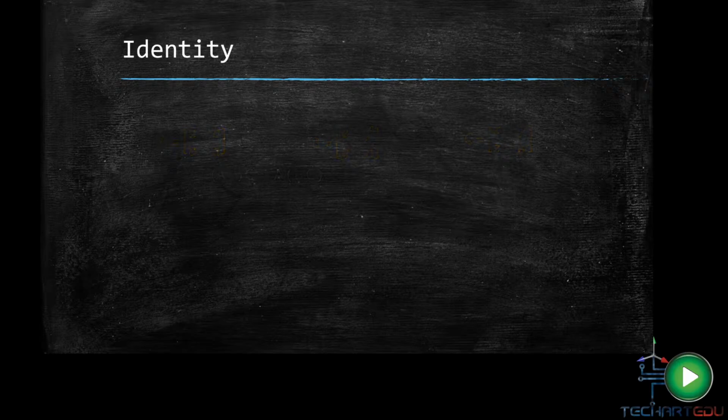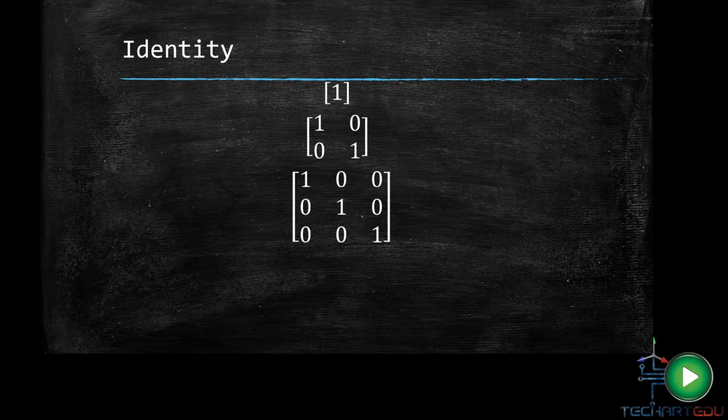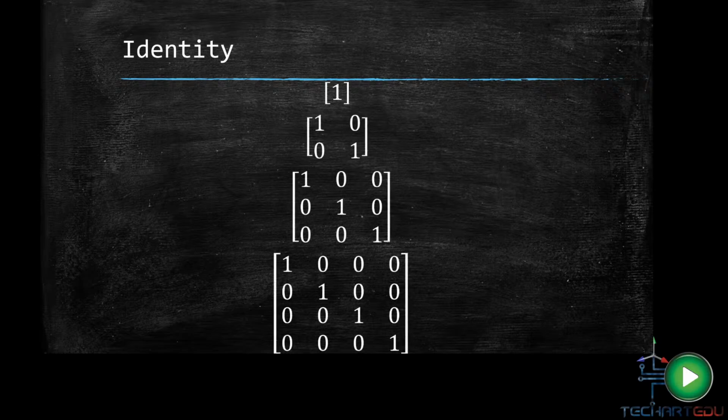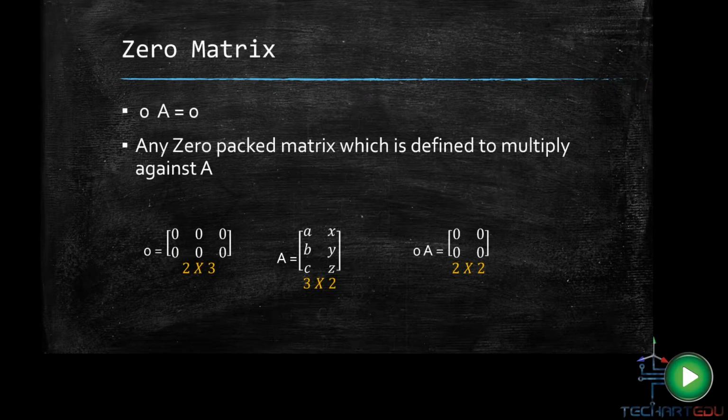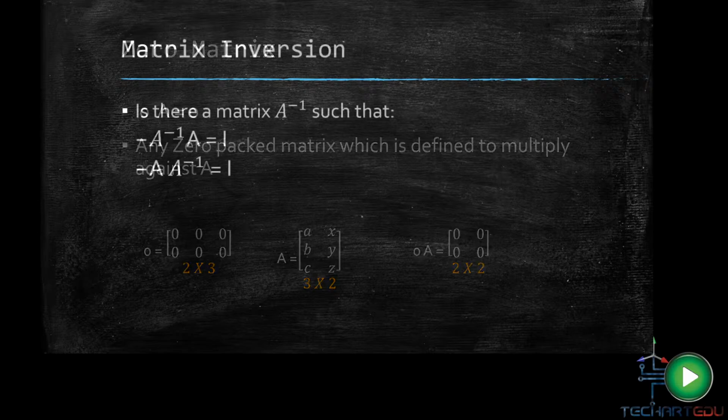Okay, identity, that's just a bunch of ones. And here's our example of probably all the identity matrices that you're going to have to deal with. And the zero matrices, you just take your matrix and multiply it all by zeros, and a zero matrix basically is any zero-packed matrix. So you have your identity matrix and your zero matrix.